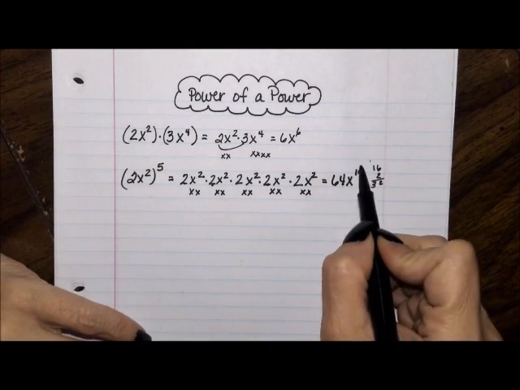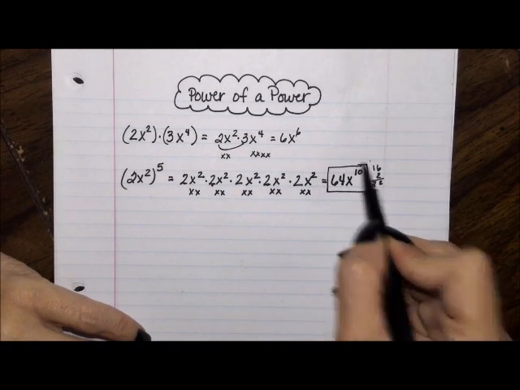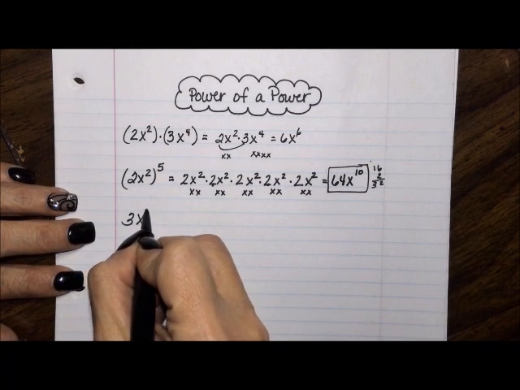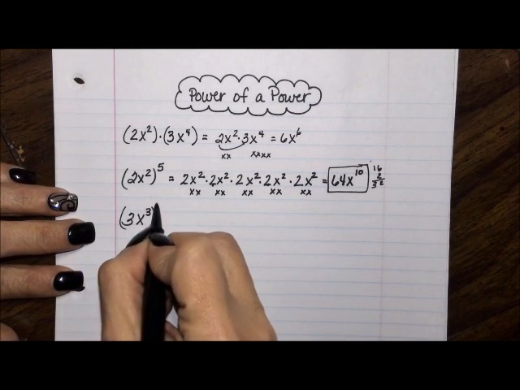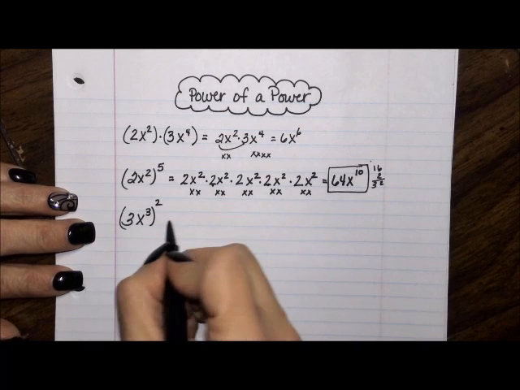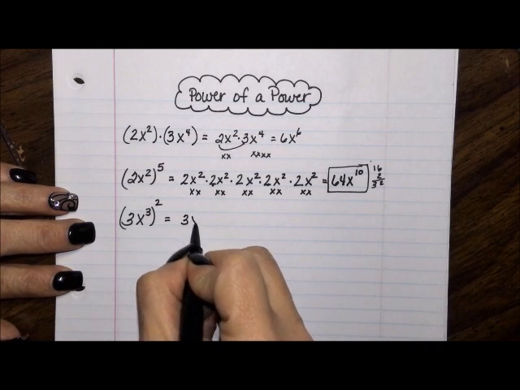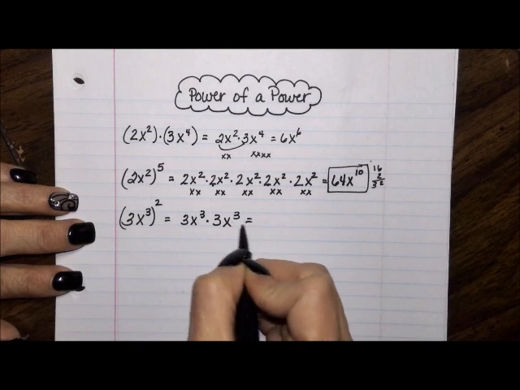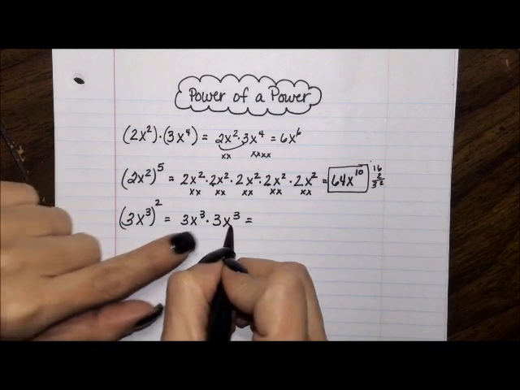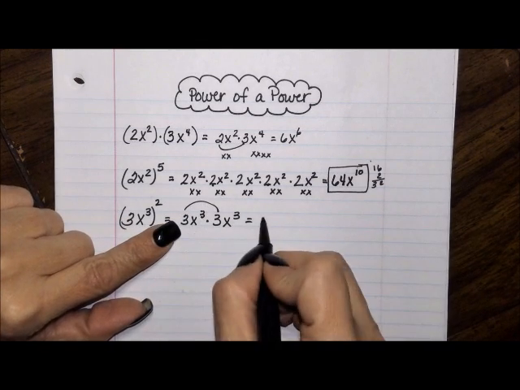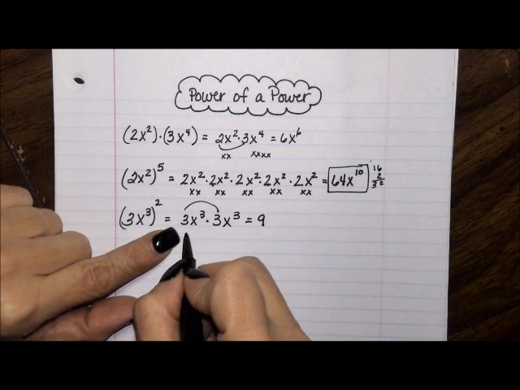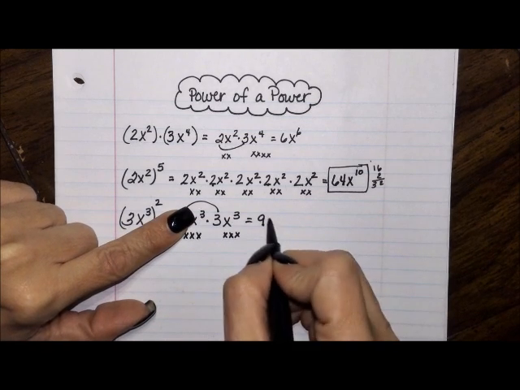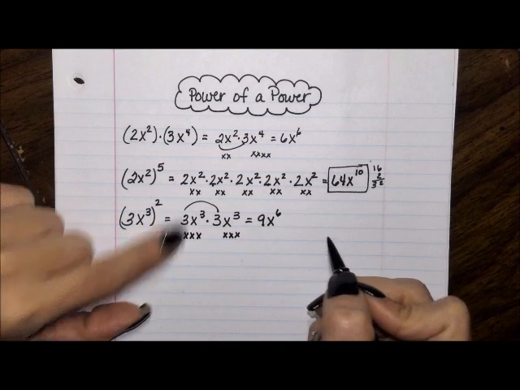So when you have a power to a power, do you see a pattern? Let's do another one. Let's do 3x cubed and let's square it. So that's 3x cubed 2 times. I need to take that 2 times. 3 times 3 is 9. This is 3 x's and 3 more x's gives me a total of 6.